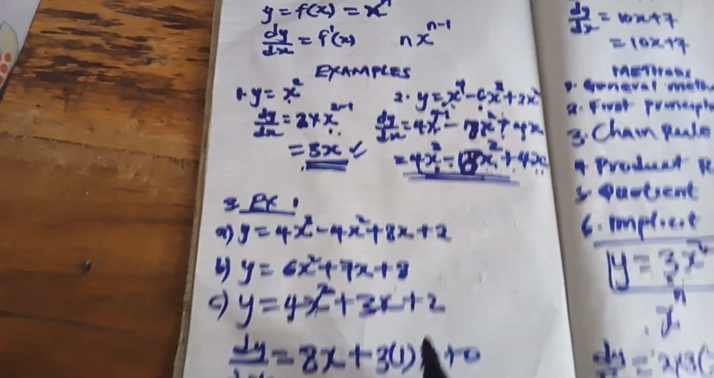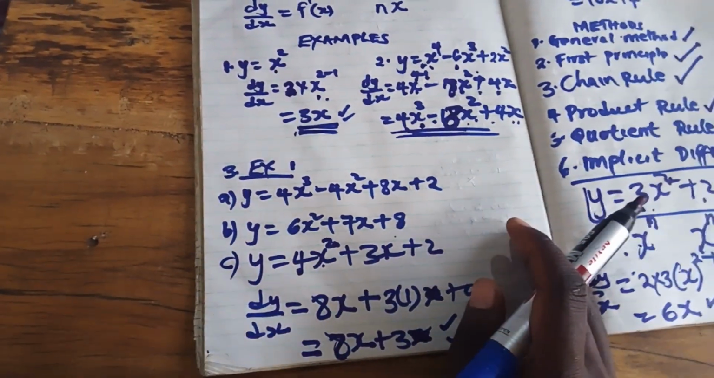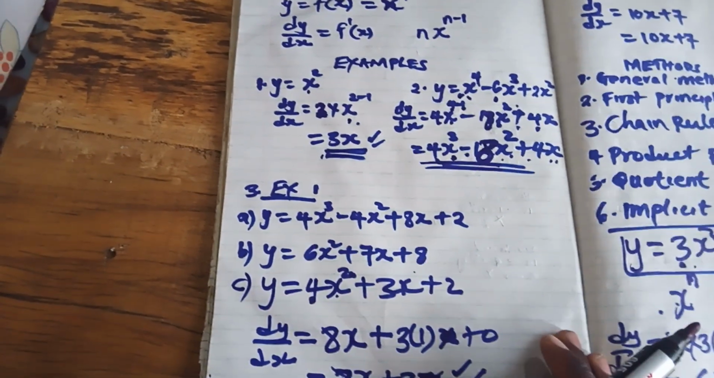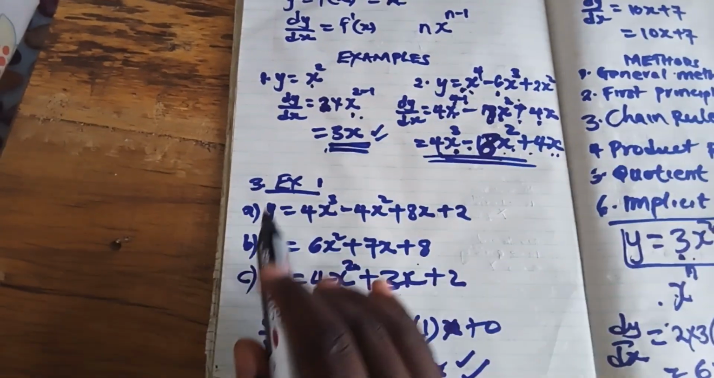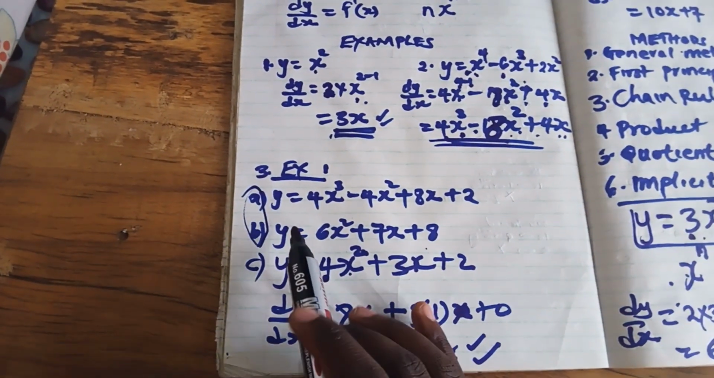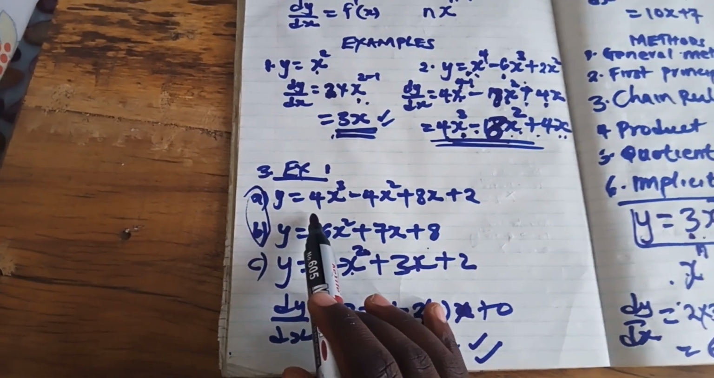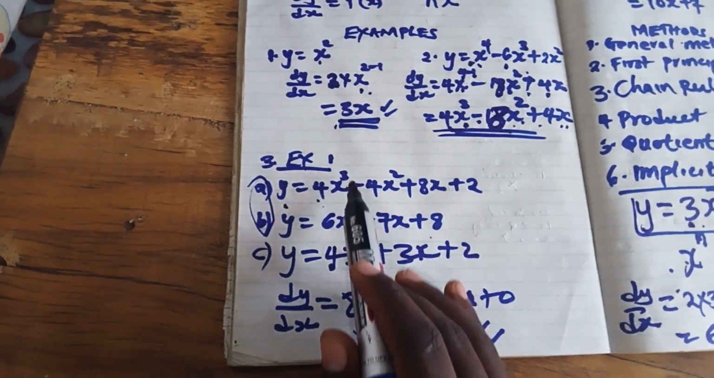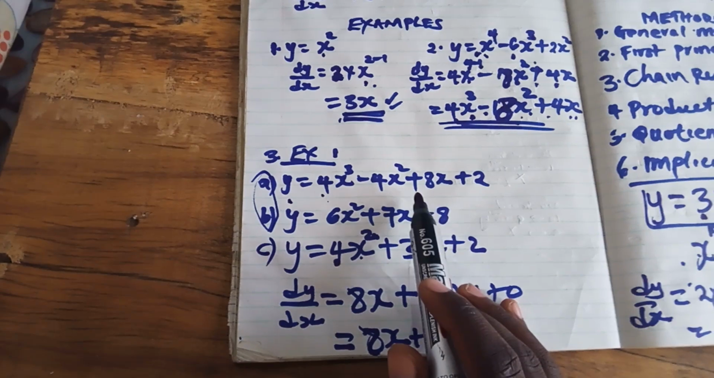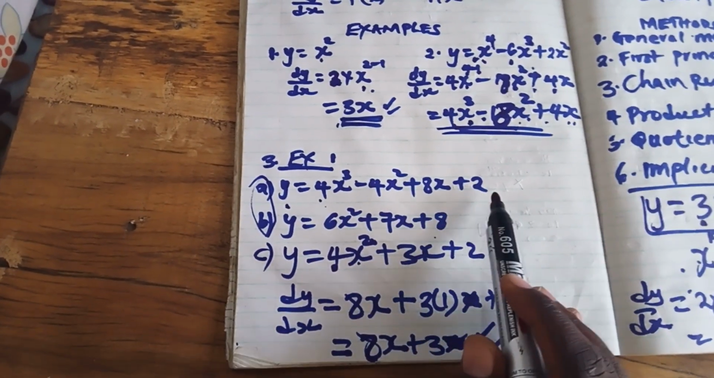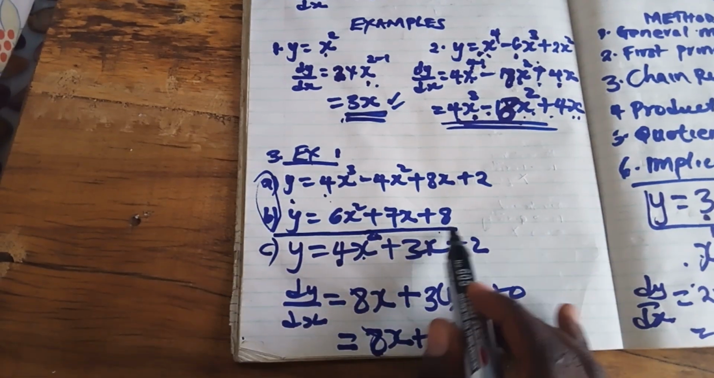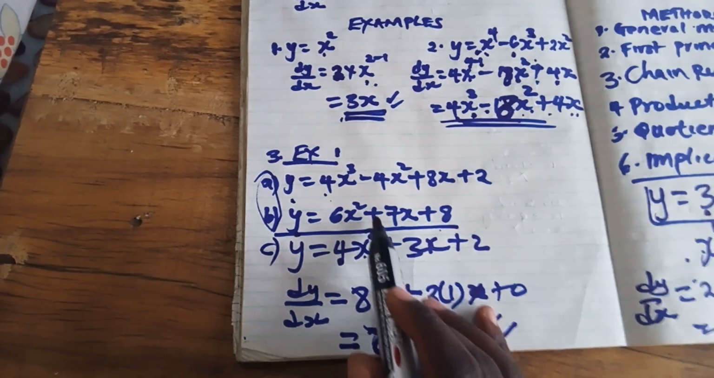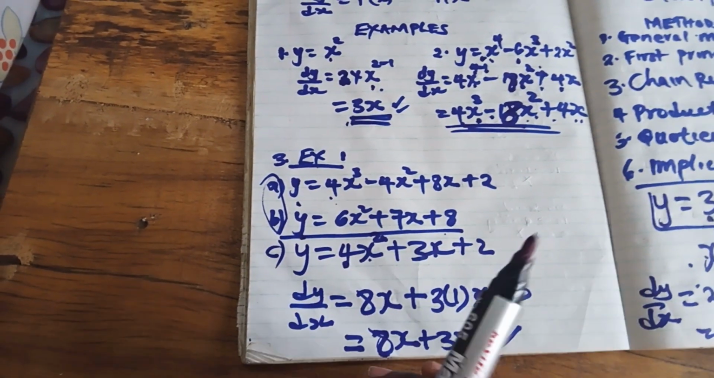Now here is a sample of a question exercise that you will test your ability of understanding the general method of differentiation. You will have these two questions. Question A states, find dy dx given the function y is equals to 4x cubed minus 4x squared plus 8x plus 2. Then the second exercise says y equals to 6x squared plus 7x plus 8.